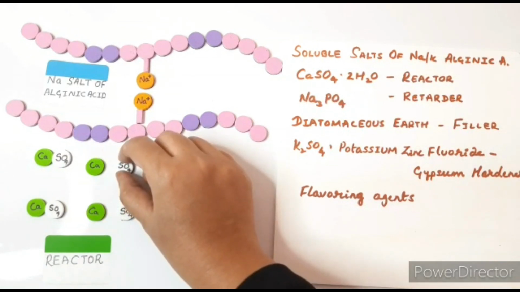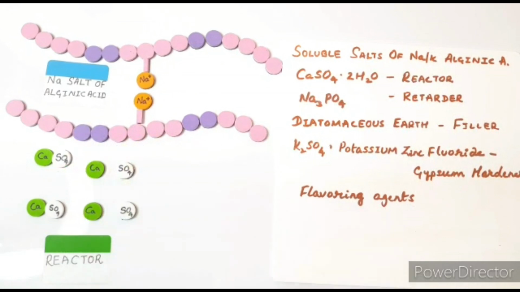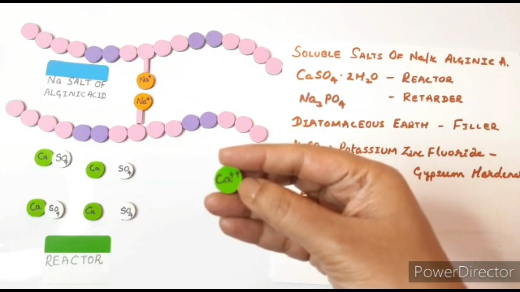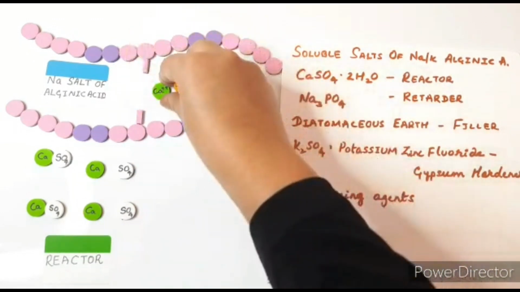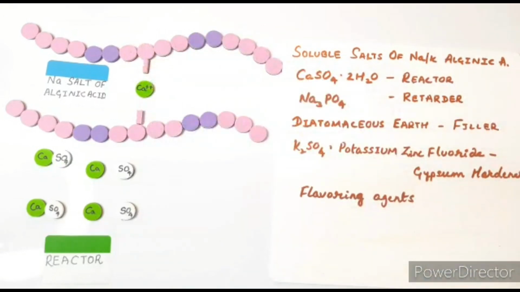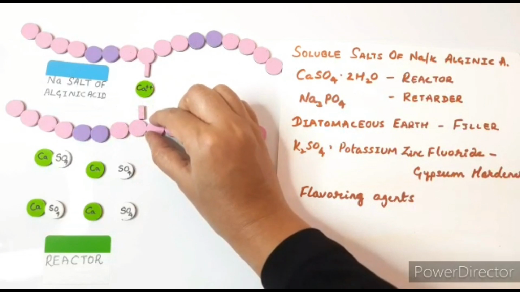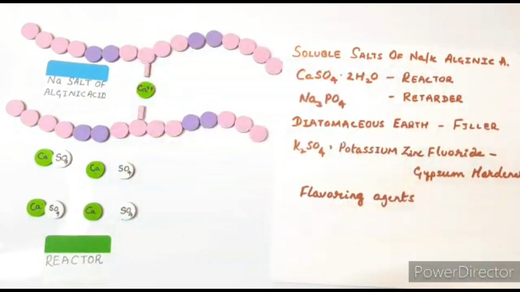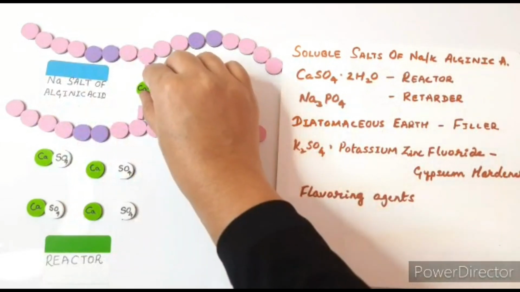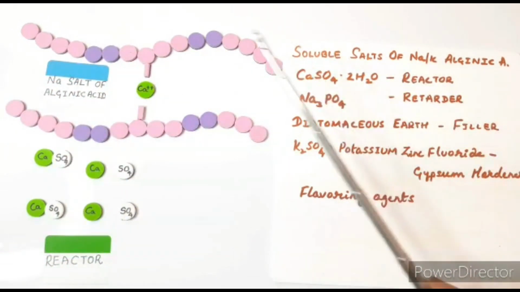This has limited solubility in water, so you can say that only a few of the calcium sulfate ions have got into water. As we can see, calcium is a divalent ion. This is going to knock out and replace two of these monovalent sodium ions, and it is going to take their position like this. When this happens, there is going to be a cross-linking between these two adjacent chains of your alginic acid, and this is how a soluble salt of sodium alginate gets converted into insoluble calcium alginate. And this is exactly how the setting reaction happens in your alginate.